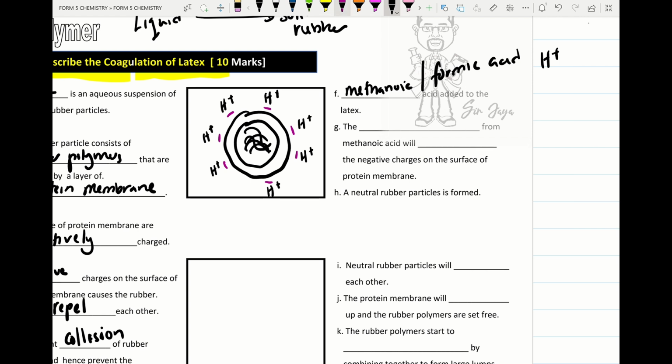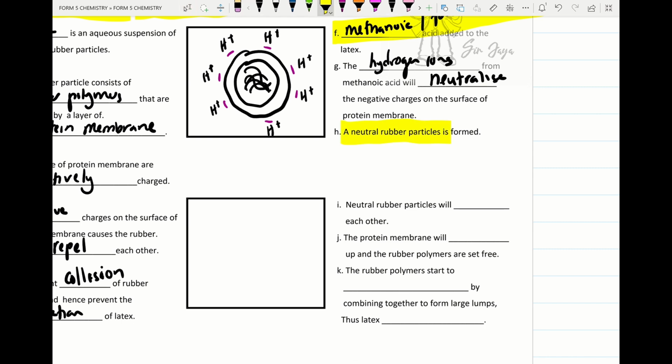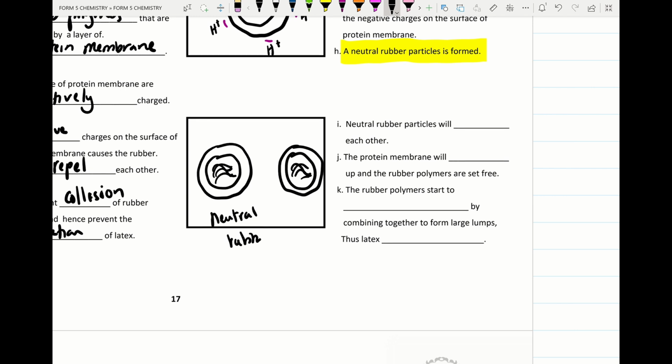So we go for point number F. Metanoic acid or formic acid is added to the latex. The hydrogen ions from metanoic acid will neutralize the negative charges present on the surface of the protein membrane. The neutral rubber particle is formed. So the neutral rubber particles will do what? They will collide with each other. Therefore, we draw two neutral rubber particles. These neutral rubber particles will collide with each other.